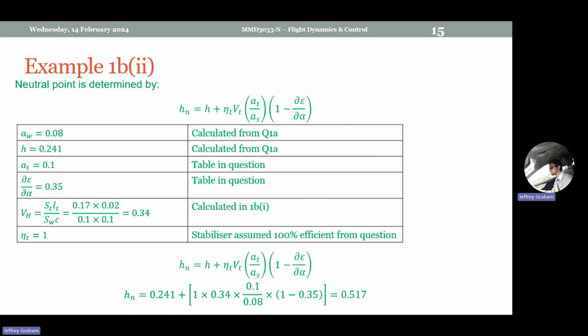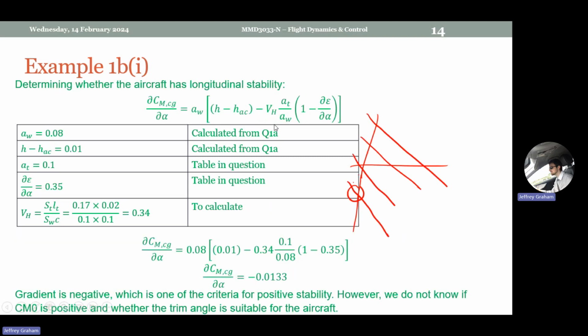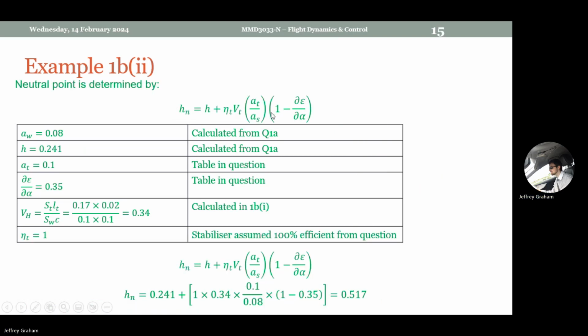Right. Other measures is neutral points. A lot of this is just a repetition from the previous slide. So you can see this is effectively the neutral point equation with one minor adjustment. Aerodynamic center, we just calculate as part A. Everything else is given to us. So we've got the tail volume again, we've got the tail efficiency, the two lift curve slopes, and our downwash. In go all our numbers. Neutral point is 0.517.